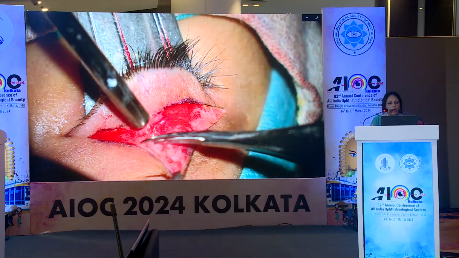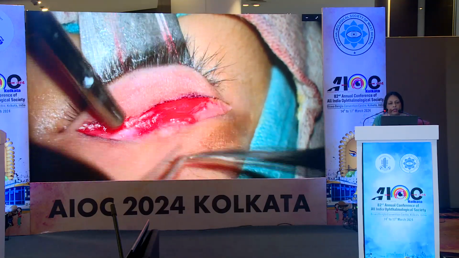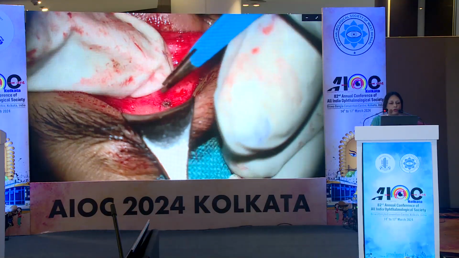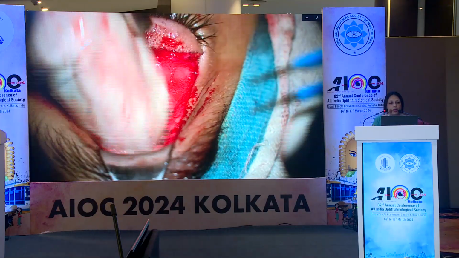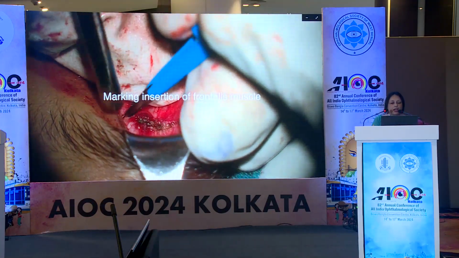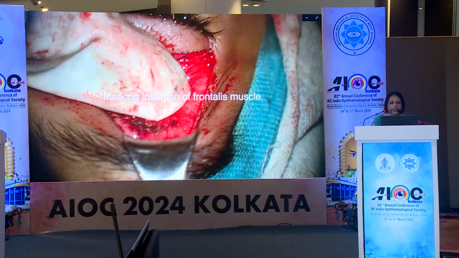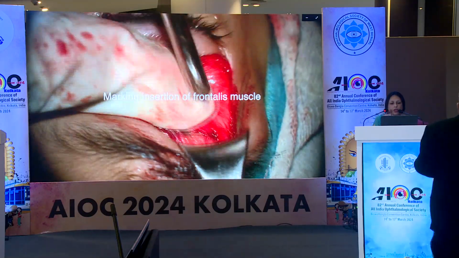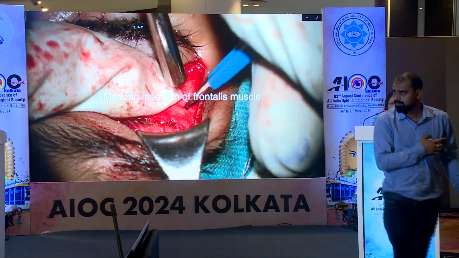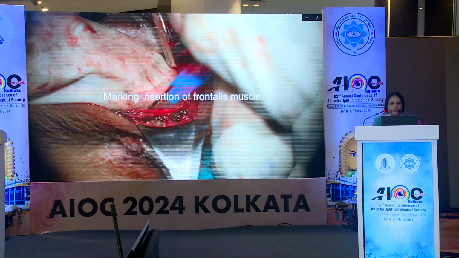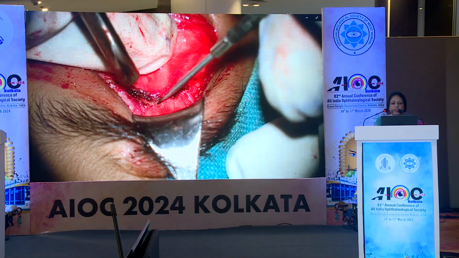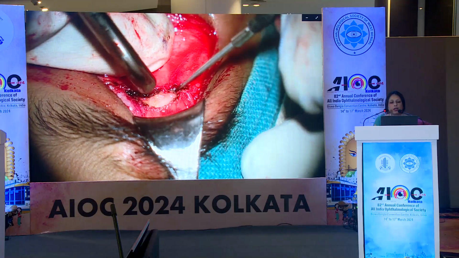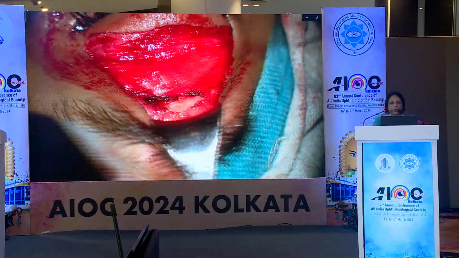Remember the upper lid has two lamellae, and from superficial to deep, you go from the skin and then the orbicularis. Now in this patient, the frontalis has been advanced. This is the superior orbital margin, and here the frontalis muscle is being disinserted. This disinserted muscle will be pulled down and sutured onto the tarsus.